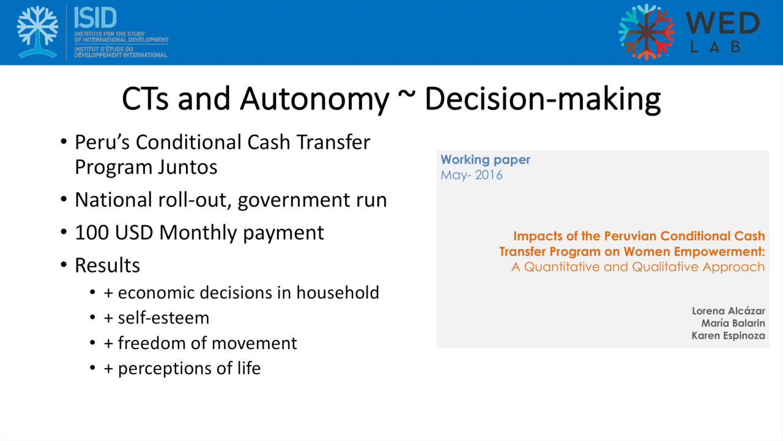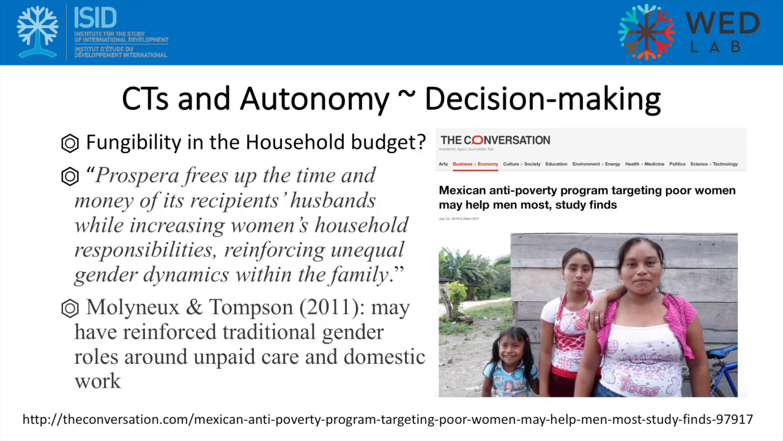So they have the same sorts of questions, very similar questions as the previous ones. A lot of these are driven by DHS, Demographic and Health Survey, types of questions. And overall, they find that statistically, we see increases in economic decision-making within the household. They find that women report higher self-esteem, that women have more freedom of movement, and also have better perceptions of their lives. Okay. All right. So that's the positive, right? But there's nuance to this stuff.